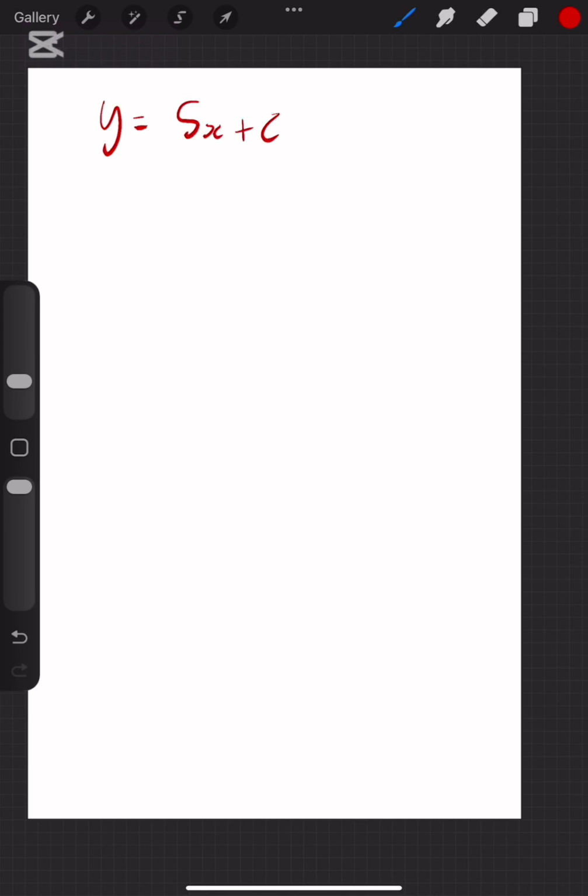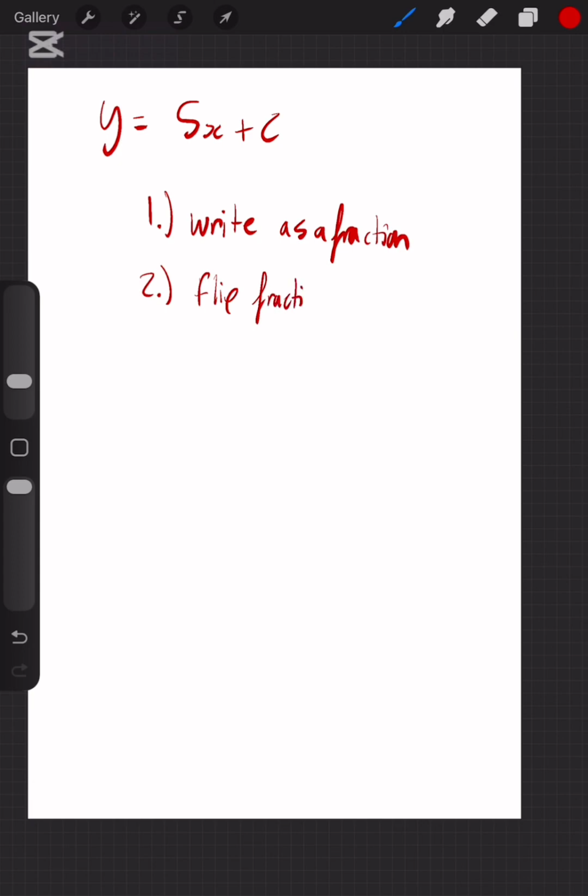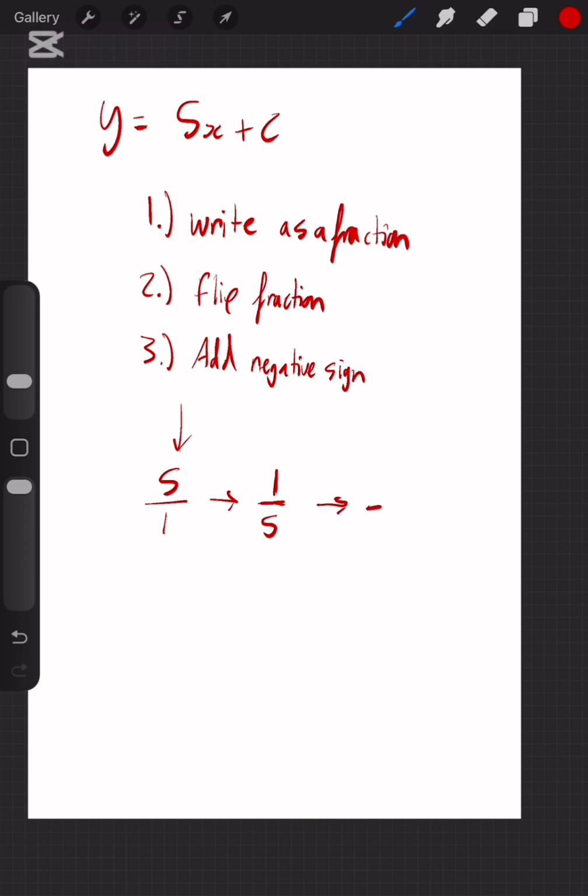So you can have a go at this one. Try and find the negative reciprocal of 5. First you write it as a fraction. Then you flip your fraction. And then you just add the negative sign. There, 5 over 1, 1 over 5, and negative 1 over 5.